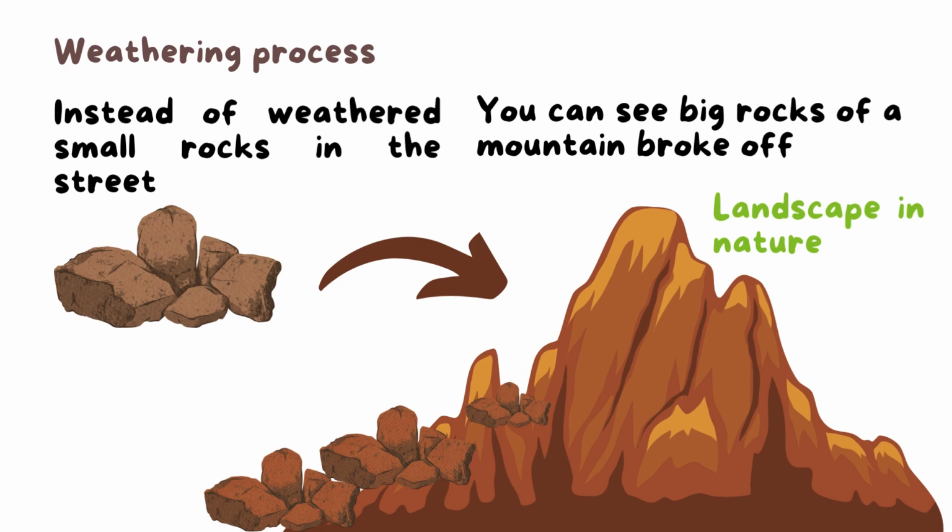Okay, so let us compare between the landscape in our environment while you are going to your school and the landscape in nature, okay? As we saw the weathering process in our environment in what? Yes, weathered small rocks in the street, okay? But in nature, weathering process, we can see big rocks of a mountain broke off, okay? So here, the weathering process in the landscape in nature, okay?